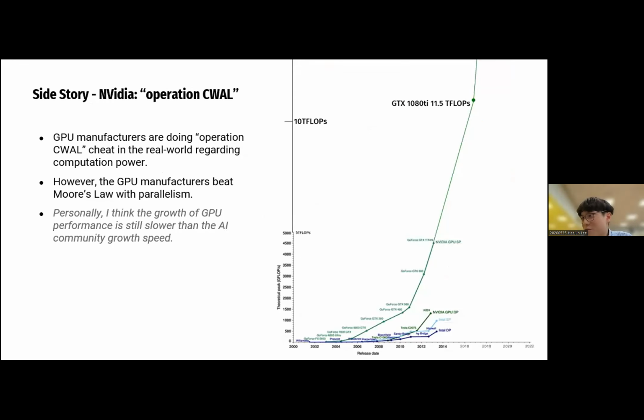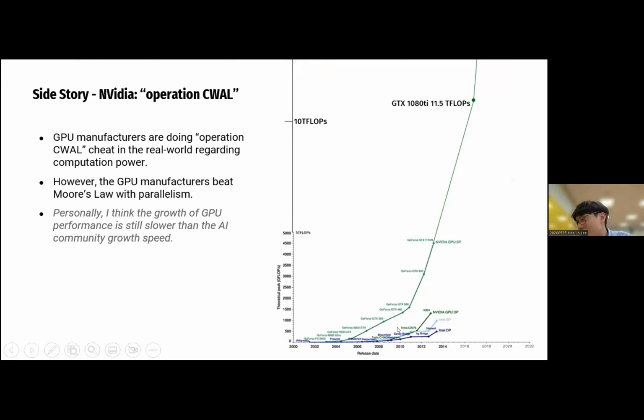And now I think I have to tell a side story here, because do you know the StarCraft cheat command, operation C word? It means we cannot wait any longer. If you use this command in the game, all upgrades are done instantly. GPU manufacturers are doing that operation in the real world regarding computation power.